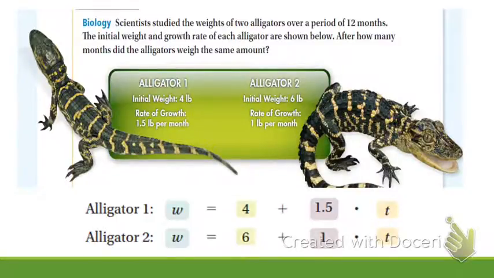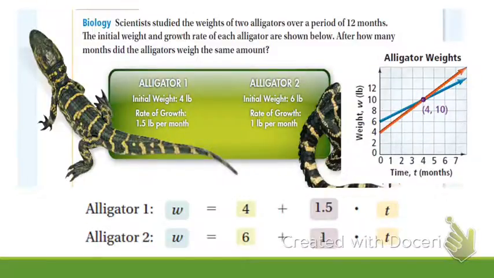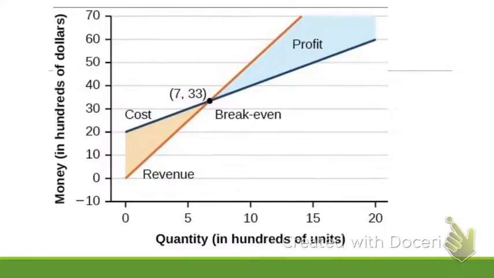This is how the equations would look, and you could graph both of them as lines and see where they intersect. The point where they intersect is the solution, and it's a coordinate. It's 4, 10. So after 4 months, they were both 10 pounds, and then the other one passes it up. So a good graph is sometimes a good way to solve; you see this in economics. There's a break-even point. Anything above that, you make money. Anything below that, you lose money. I'm going to keep going.